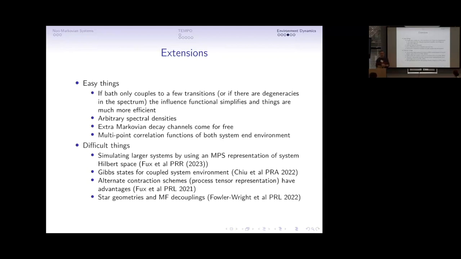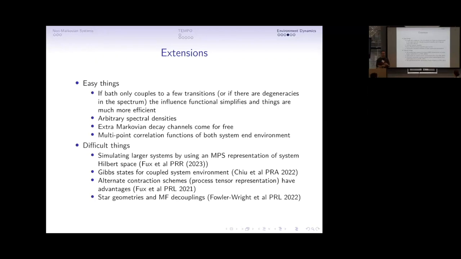So there are easy things which one can do. For example, if you have a multi-level system, and that only couples to some of the transitions in that multi-level system, then this influence function simplifies an awful lot, and you get a much better scaling with system size. One of the main drawbacks of this algorithm in its current state is the scaling with the number of degrees of freedom which a system has.